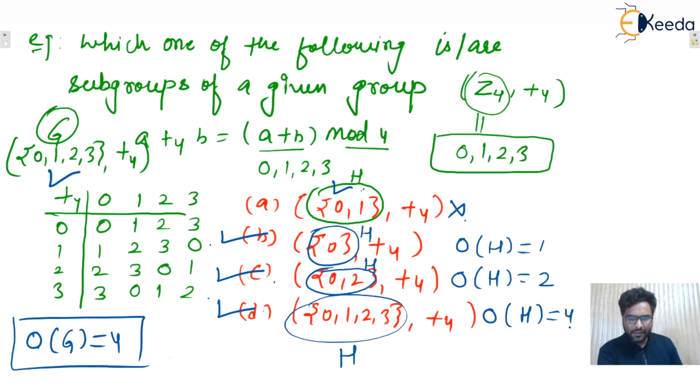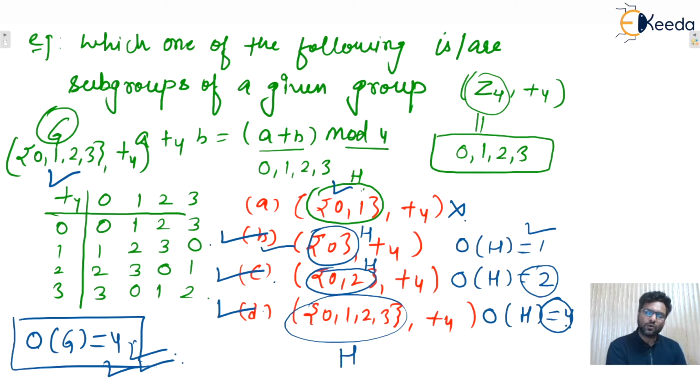So the first property is that the order of a subgroup will always divide the order of the given group. Here, the order in option B is 1, and 1 divides 4. In option C, 2, and 2 divides 4. In option D, 4, and 4 divides 4. So we can say that yes, the order of a subgroup always divides the order of the group. I hope this one is clear to everyone.